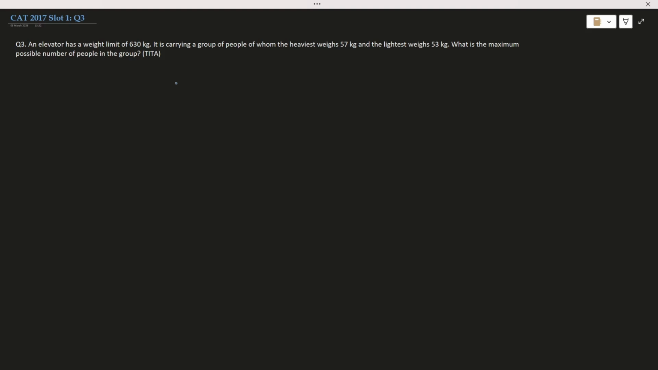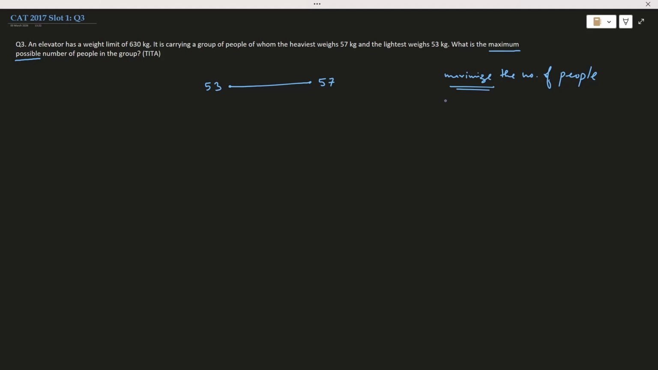Okay, what is the maximum possible? The question is asking the maximum possible number of people in the group. So you have 53, you have 57 as the highest, and there are other people whose weights lie between 53 and 57, that can also be equal. I need to maximize the number of people, guys. When can this be maximized? Think, guys, when can the number of people be maximized?